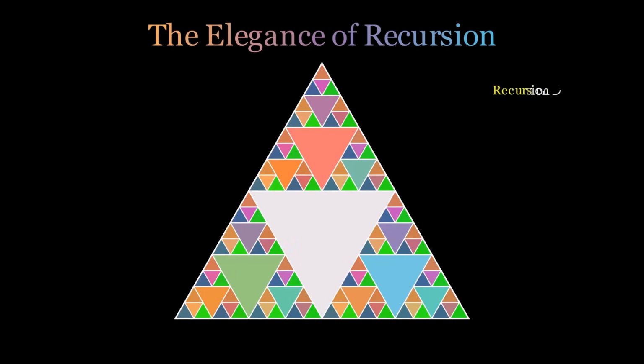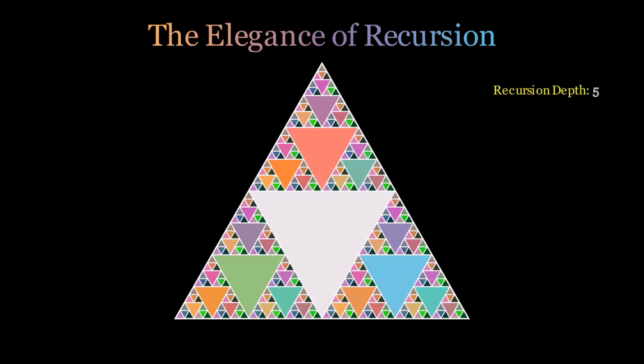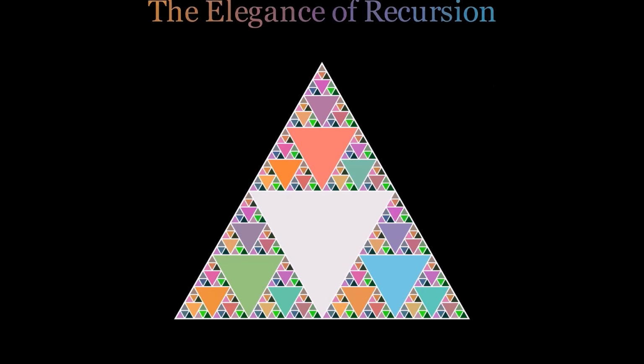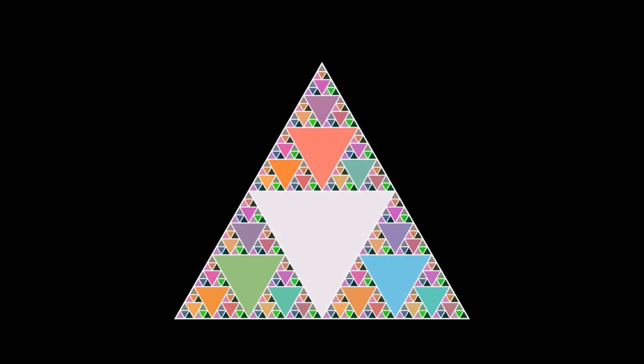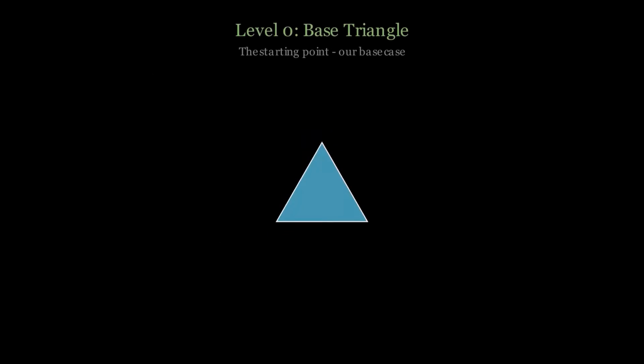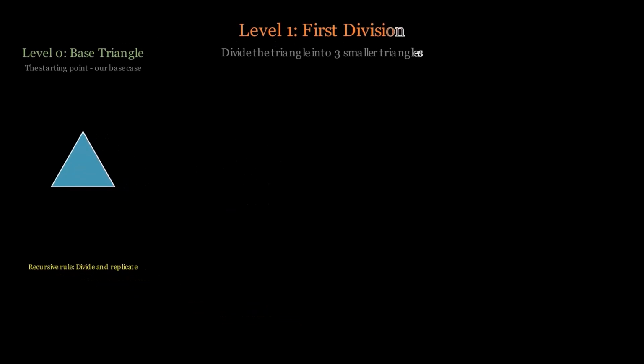If we kept applying the rule infinitely, we'd never finish drawing. Therefore, we need a stopping condition. So how does it stop? The first is when the triangle is too small to subdivide further. For instance, if its side length is less than 1 pixel, or if we've reached a certain depth of recursion.